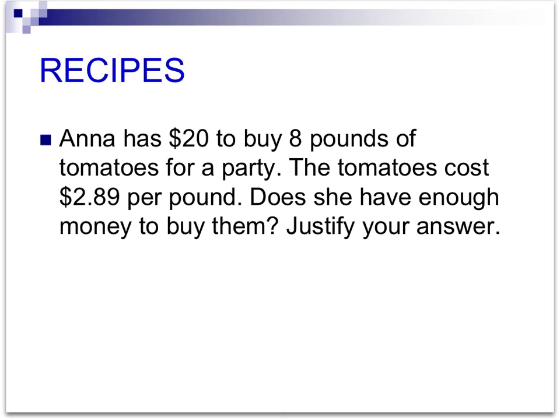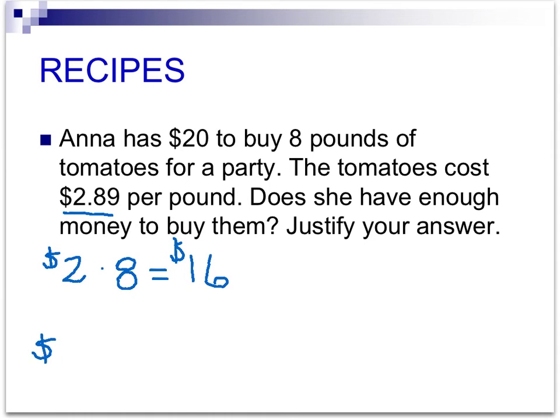So using estimation, I'm going to underestimate and overestimate the $2.89. So I'm going to start by making $2.89 $2 per pound times the 8 pounds that I would like to buy. And I know that 2 times 8 would give me $16 total if I bought 8 pounds at $2 a piece, or $2 a pound.